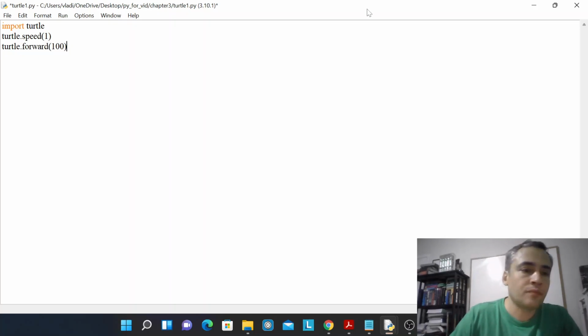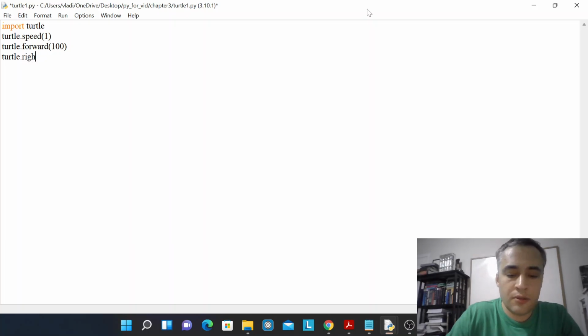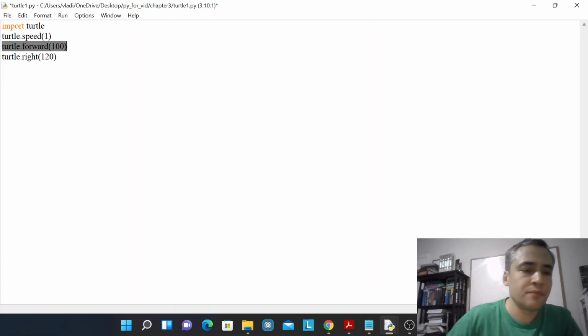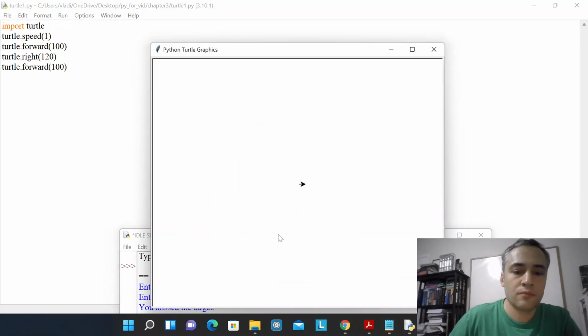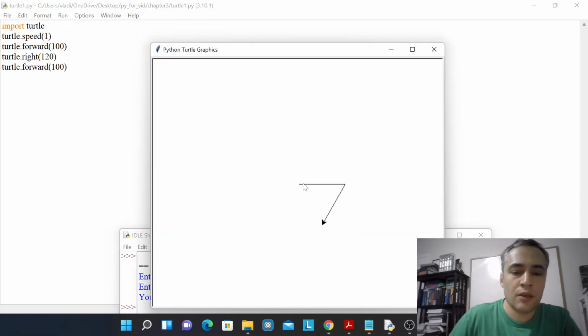And then turtle right. I will rotate it 120 degrees and then do turtle forward again. Run. So turtle rotated 120 degrees, this angle, and continued to go.